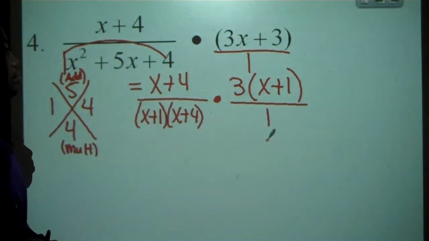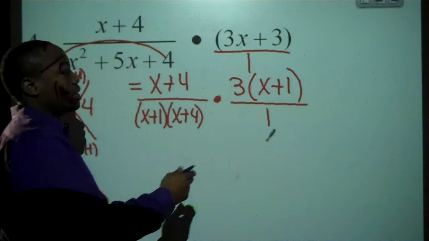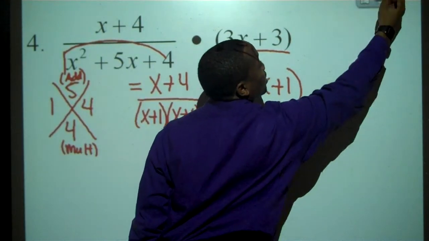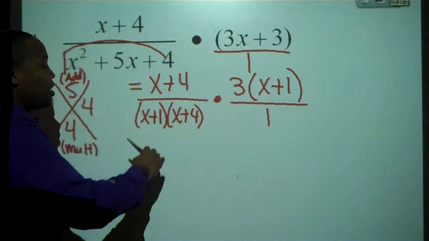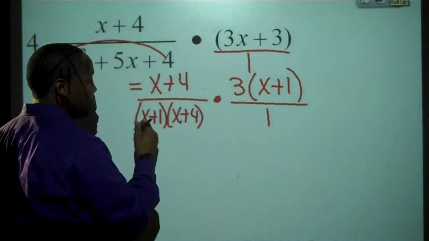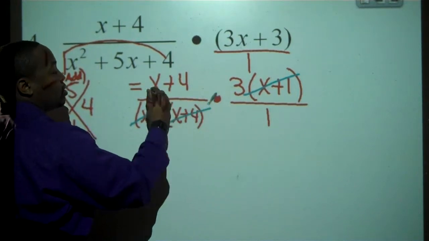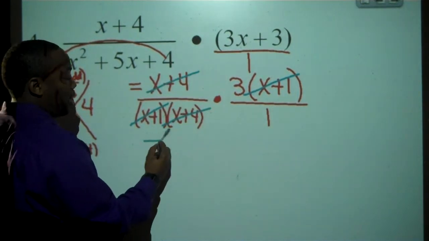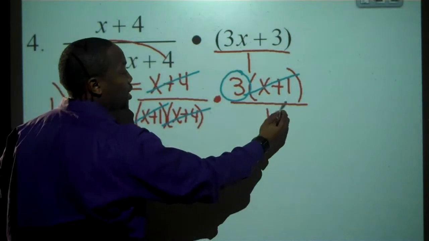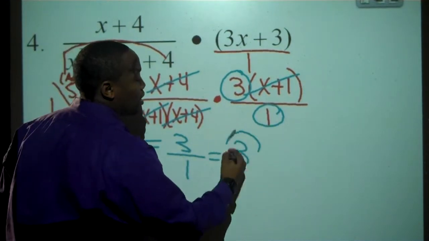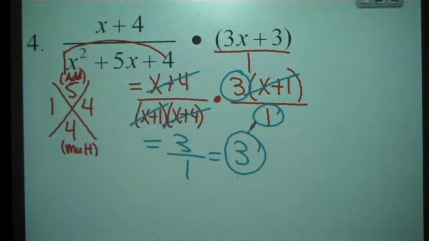Now, what can we do now? What can we cancel out? So let's go back and see what we can cancel out. This is on top, this is on bottom. Cancel this out, cancel this out. This is on bottom and this is on top. And what am I left with? I'm just left with the 3 and the 1. So 3 over 1, which just gives me 3. That's my answer. Alright?